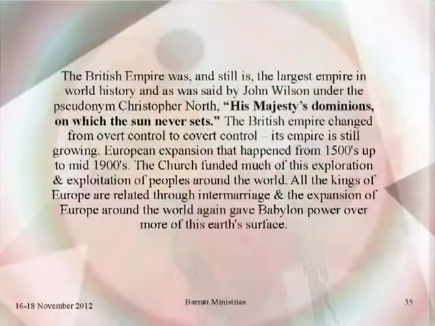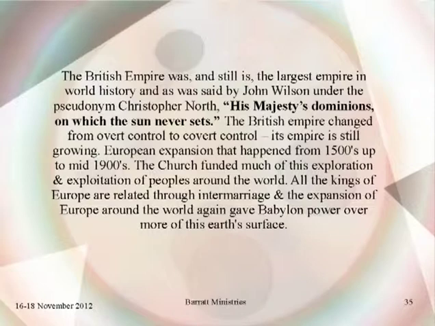John Wilson, that was his pseudonym, he said, His Majesty's dominion on which the sun never sets. You've heard that. That the sun going round the earth 24 hours a day, the sun was shining on some of the area that we own, the British Empire. Because we owned Australia and Canada and Malaysia and Singapore. And what other big continents? India! Wow, massive India.